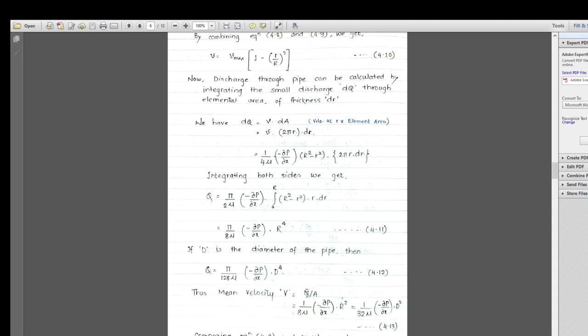We know the value of Q, we know the area. So substituting these values, we will get the mean velocity as 1 by 8 mu into minus delta p by delta x into r square. If we write in terms of d, we will get 1 by 32 mu into minus delta p by delta x into d square.